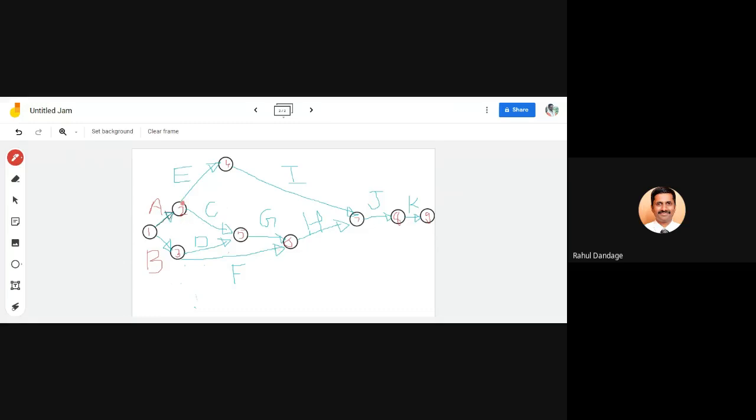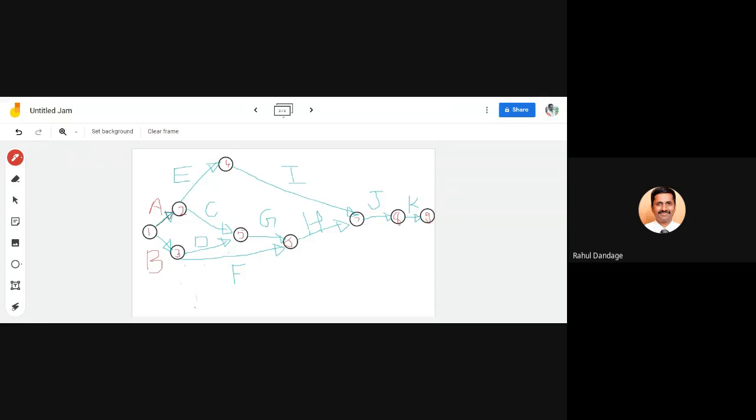Whenever you are numbering, you should understand the logic. The tail event should have a lower number, the head event should have a higher number. So 1 to 2, 1 to 3, 3 to 5, 3 to 6, 2 to 5, 2 to 4, 4 to 7. This is 6 to 7, 7 to 8, 8 to 9. So in logic, we have gone for 1 to 9 numbers.